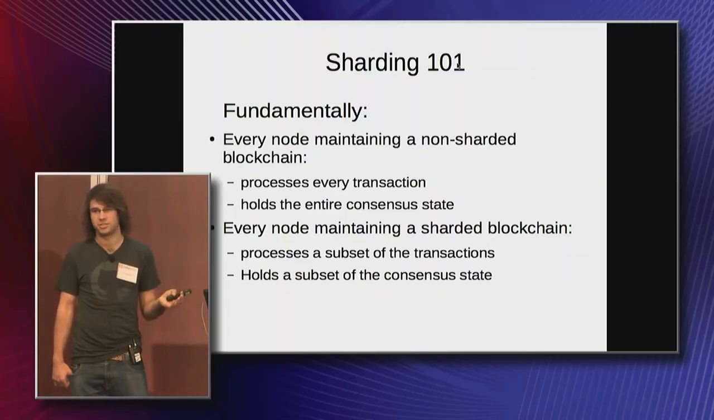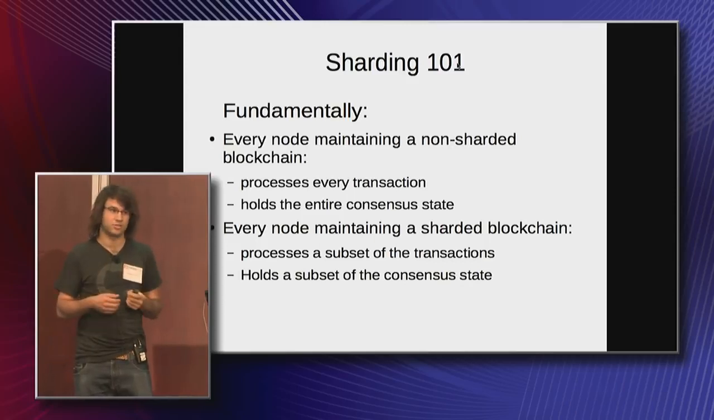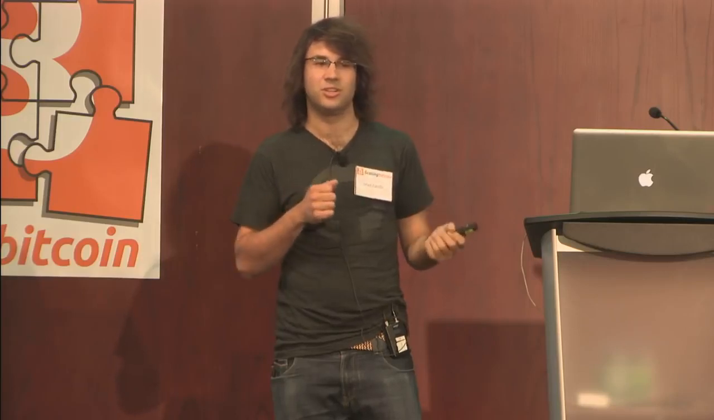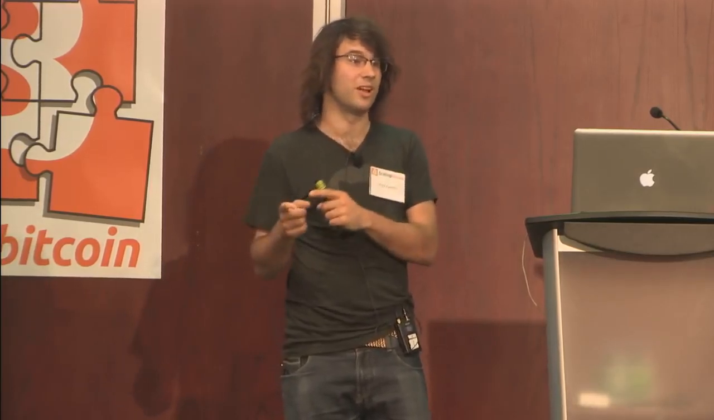So let's get started. Basically, the basics of sharding is that in a non-sharded blockchain, every node processes every transaction and holds the entire state. Whereas in a sharding solution, nodes will process a subset of the transactions and hold a subset of the state. And the state here, we mean unspent transaction outputs, right? Instead of everyone redundantly doing the same work, we're going to try to share the load, but still have some economic assurance that everyone else is doing a good job, even though we're not actually validating every transaction.